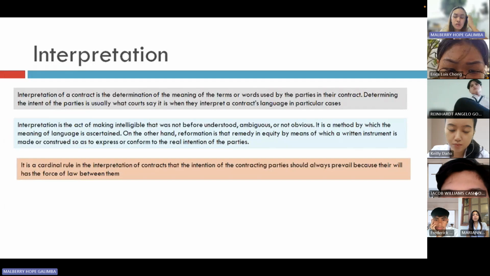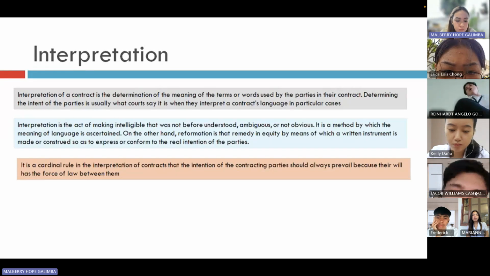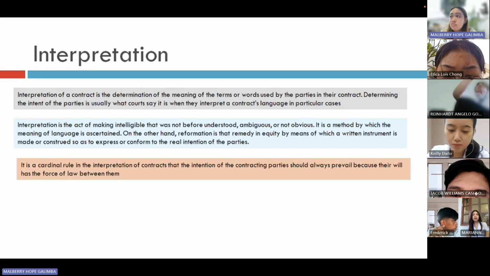As I said, reformation is a remedy when the contract is already executed, but it did not conform to the real intention of the parties. So you need only to change it. Reform lang. No need to cancel. Okay, that's reformation. Interpretation, on the other hand, could be done before signing.